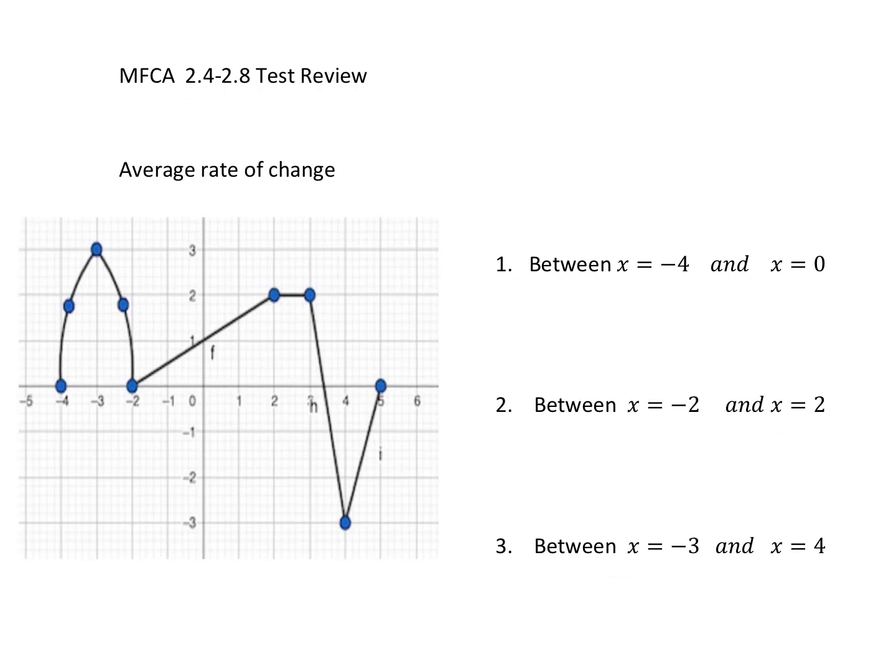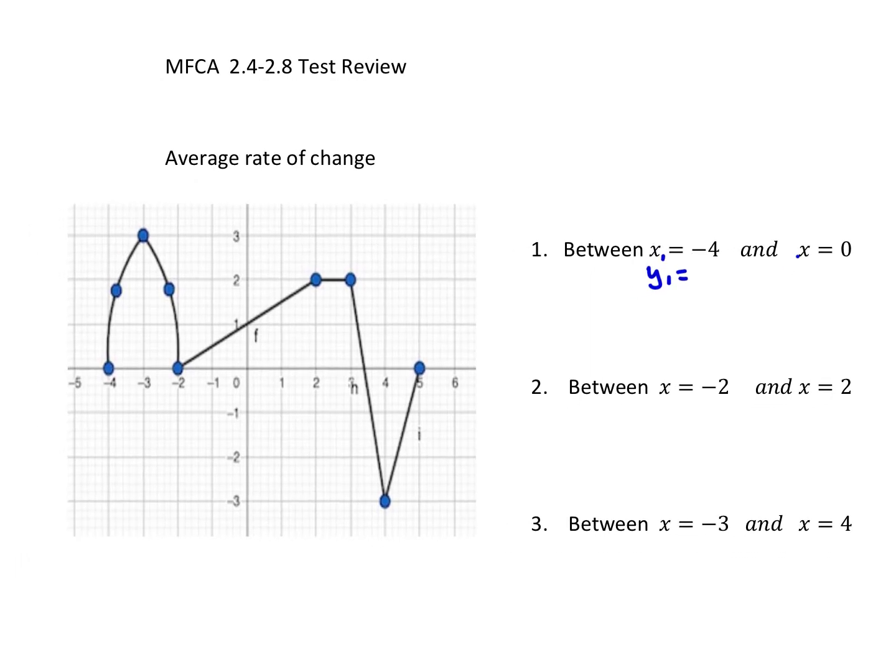So it gives us our x1. We need to find our y1. So when x is -4, what's our y? 0. And then when x is 0, what's our y? 0. So y2, no, what's this point? 1. So y2 would be 1.